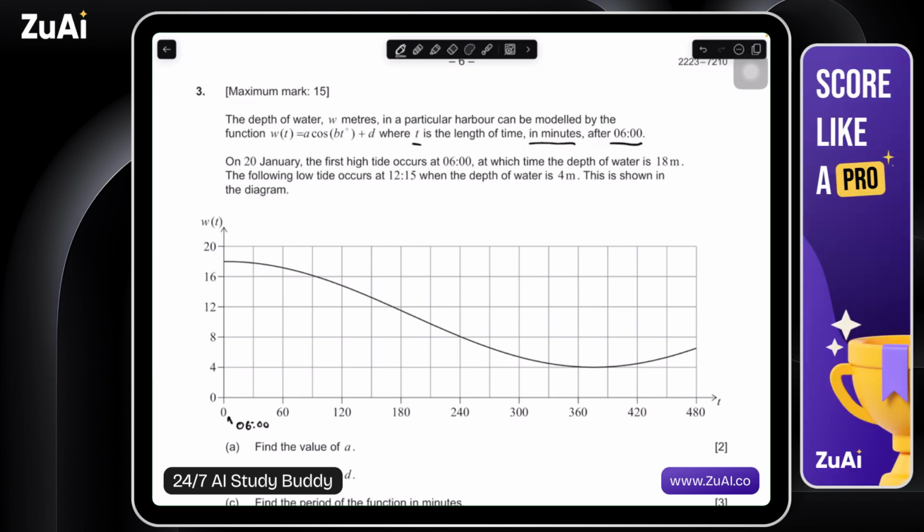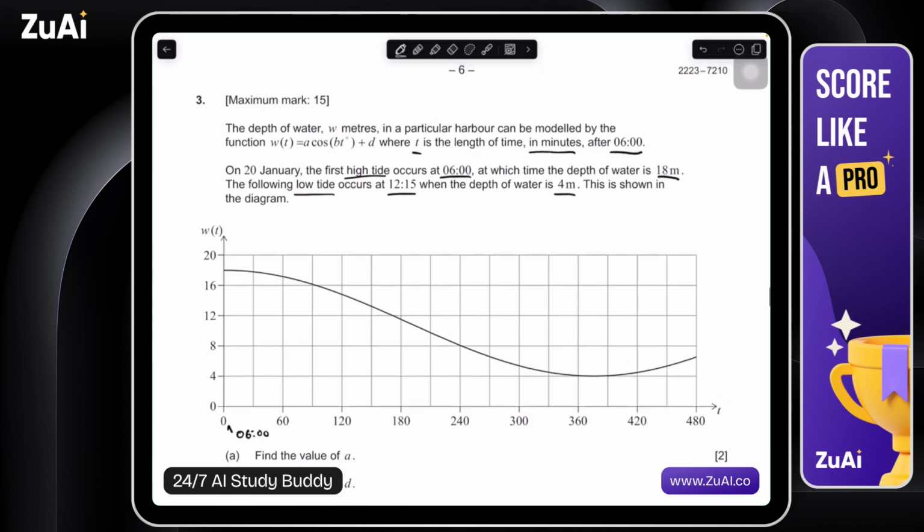They're also giving us a high tide, a maximum at 6 in the morning, which again would correspond to t equal to 0, I suppose. And they're telling us that's 18 meters. And they're also giving us a low tide, 12:15, which is 4 meters. So they're giving us a max and a min in this instance as well.